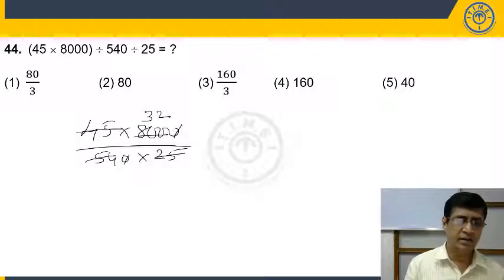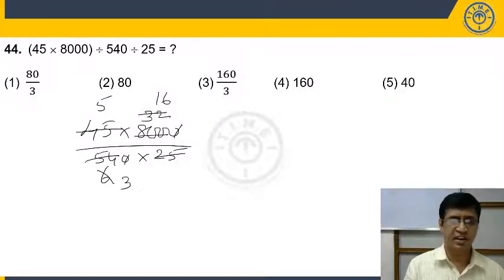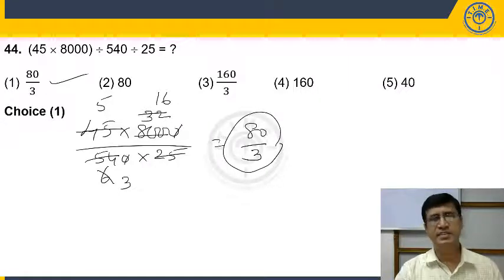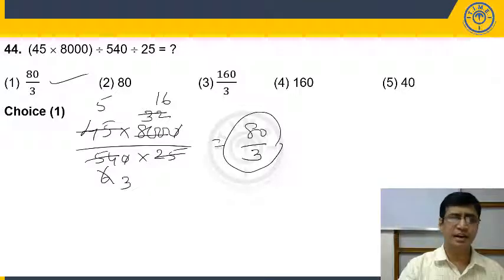What about 9? 9 it was 5 times in 45. And 9 here it was how many times? 6 times. Now the result is 5 into 32 by 6. Simplification here, dividing with the 2, it was 3 times and 16 times. Now it is 80 by 3. So 80 by 3, so option 1 is the answer for this example. So right choice is 80 by 3, choice 1.